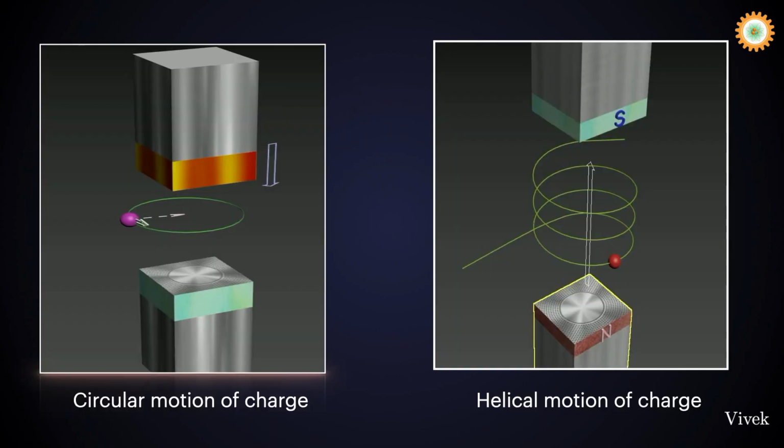Hence, summarizing, we have two motions of a charge in a magnetic field. One is purely circular when the initial velocity is perpendicular to the magnetic field, and the second one is helical when there is an angle between the velocity and the magnetic field.